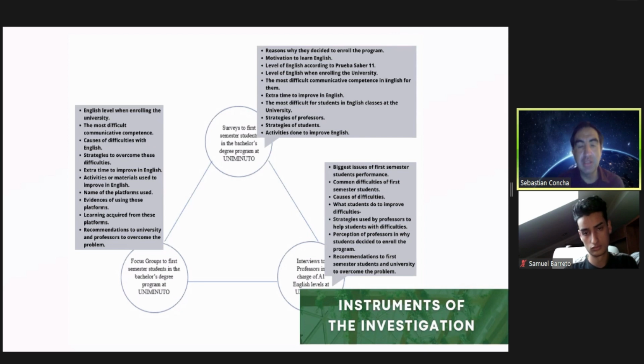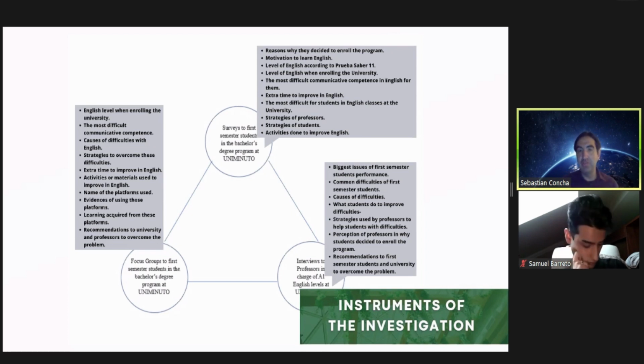There was a survey to this group, and they were inquired about the reasons why they decided to enroll in this bachelor's degree. Also, they were inquired about their English when they had to present the Saber Pro test by the government, their language level when they accessed the university, and the most difficult competences for them. For example, listening and speaking were the most common. We are going to see that very shortly, and the extra time they had to improve their English, and strategies from professors and from students.